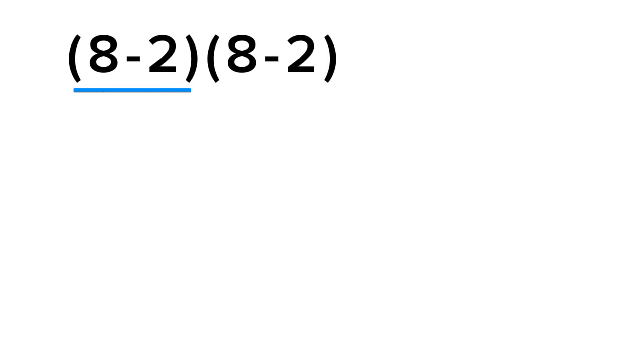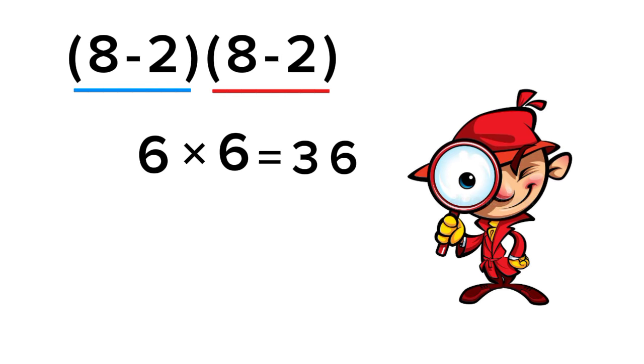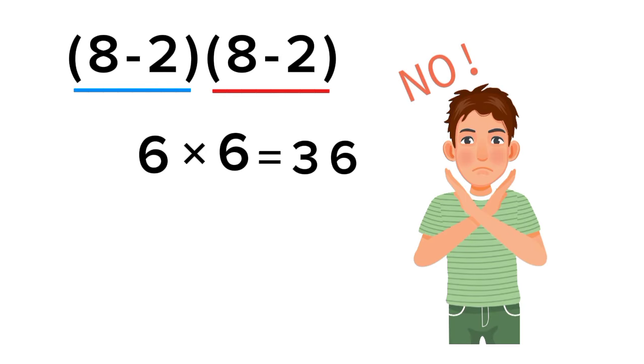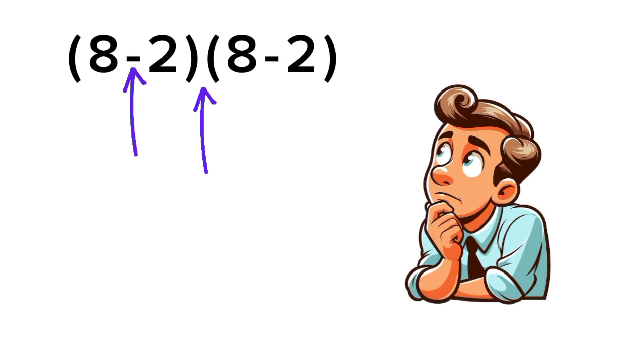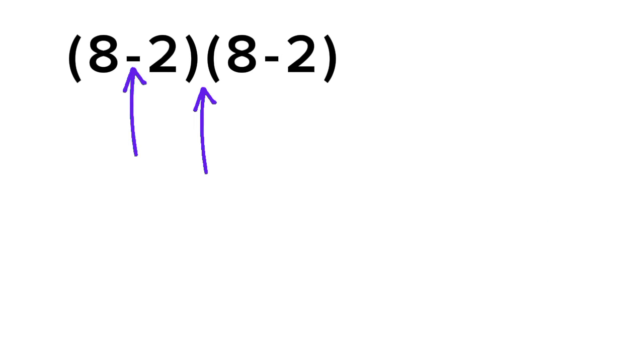So you'd say 8 minus 2 equals 6, and again 8 minus 2 equals 6, then multiply 6 by 6, and you'd get 36. Seems fine, but that answer is not correct. And here's why. Whenever we see more than one operation in a problem, we have to follow the order of operations, the special rule that tells us which part to solve first. We call this rule PEMDAS.